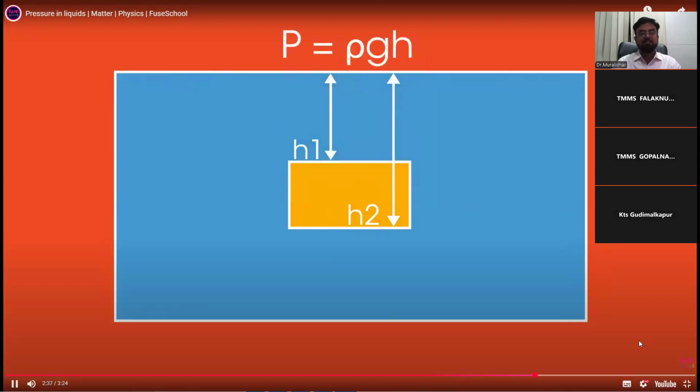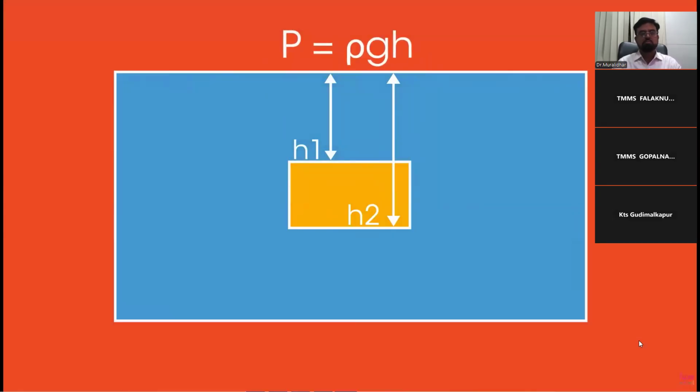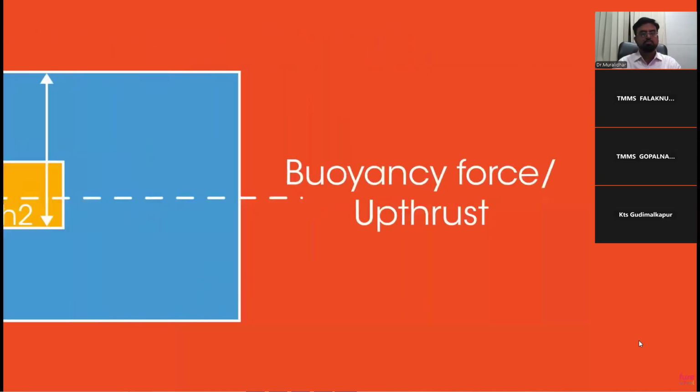Because P equals ρgh, the pressure on the bottom surface due to the liquid must be greater than the pressure on the top surface. This results in there being more force on the bottom surface of the box than there is on the top surface. The difference between these two forces causes a net force upwards called the buoyancy force, or upthrust.